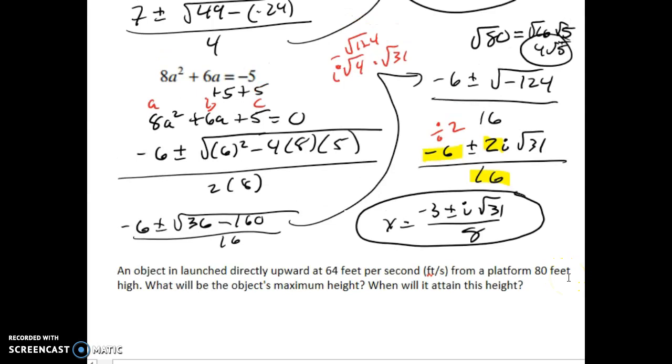Okay, an object launched directly upward at 65 feet per second from a platform 80 feet high. What will be the object's maximum height? When will it attain this height?